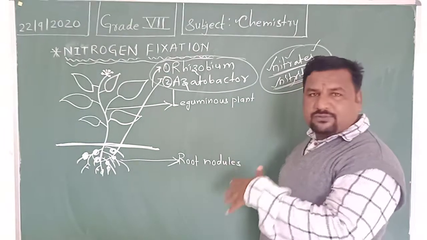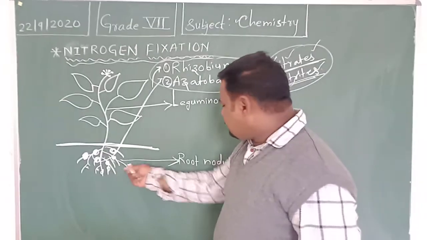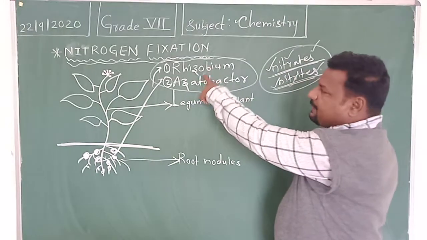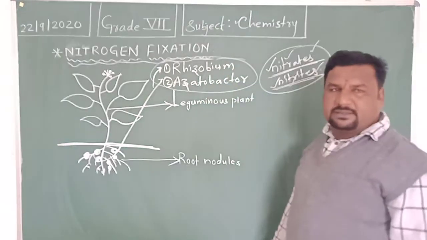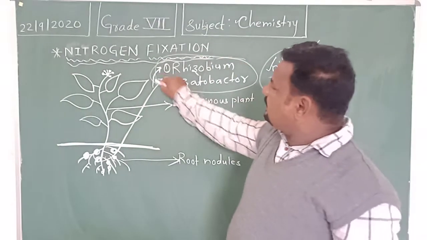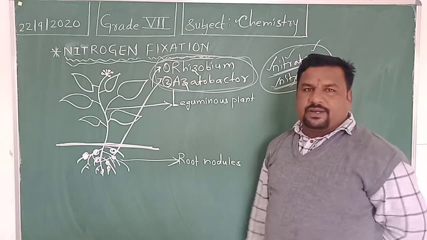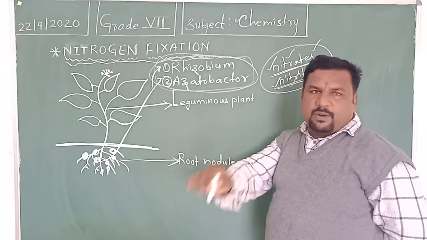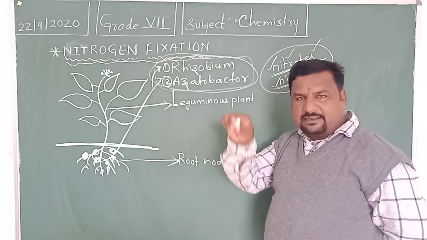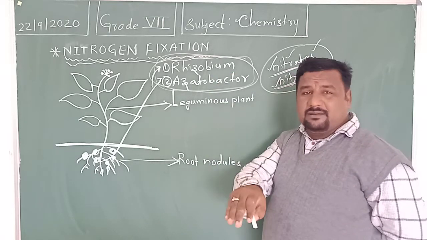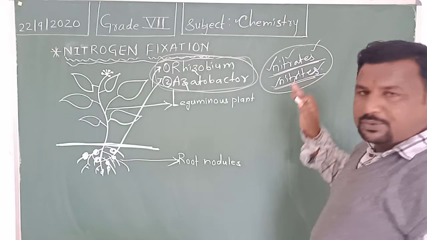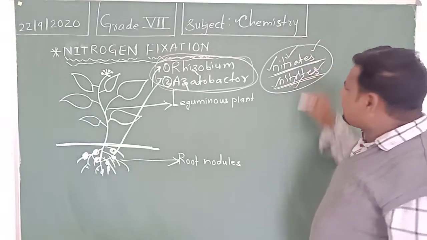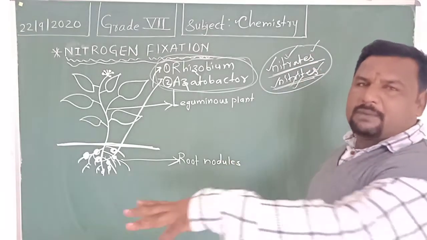Then who is performing this work? The bacteria which are living on the root nodules of leguminous plants. We call them nitrogen fixing bacteria, Rhizobium and Azotobacter. What are these bacteria doing? They absorb the free nitrogen present in the atmosphere and convert it into compounds of nitrogen, nitrates and nitrites. Once the free nitrogen is split into its compounds like nitrates and nitrites, it can be utilized by plants.